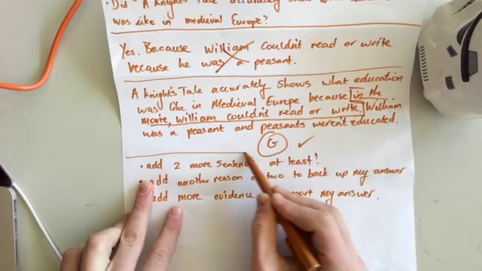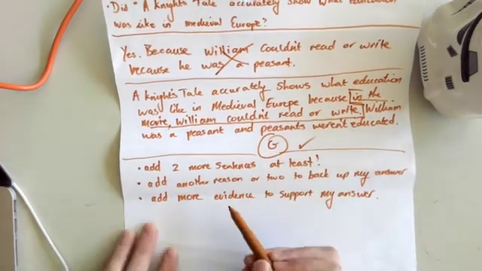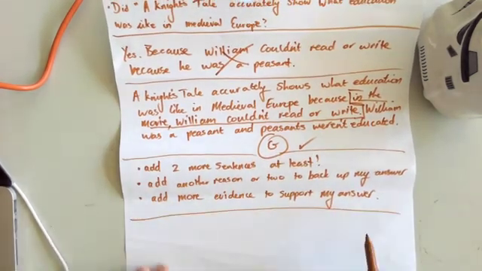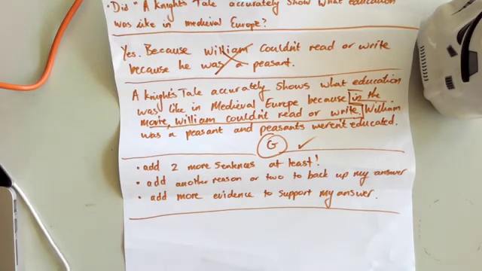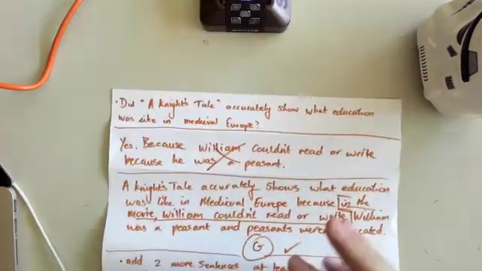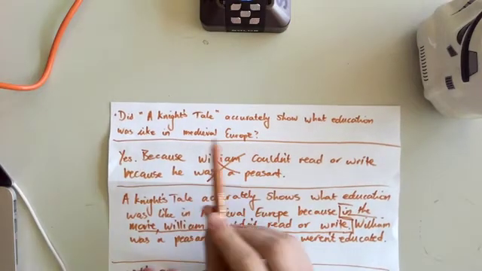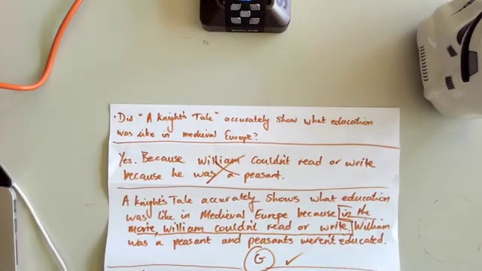So I might want to add more evidence in to support my answer. So this is what I have to do to change that good into a very good or excellent. So let's do that again. We're running with the same question. Did A Knight's Tale accurately show what education was like in medieval Europe?